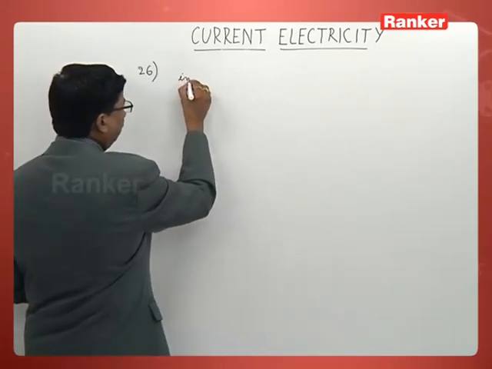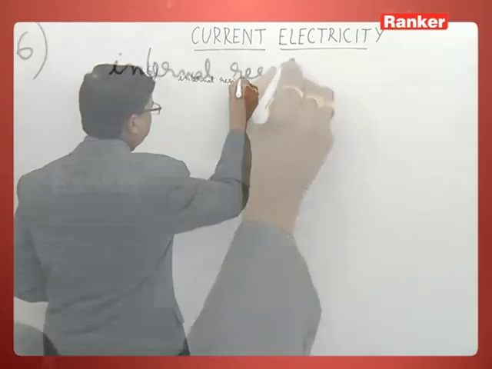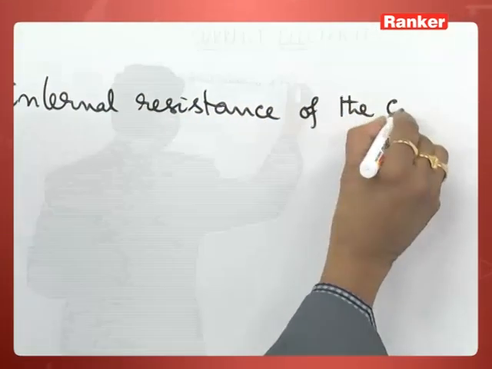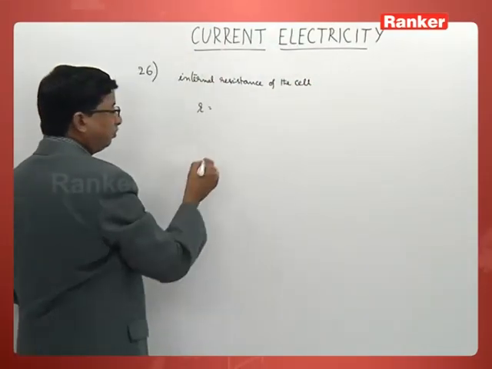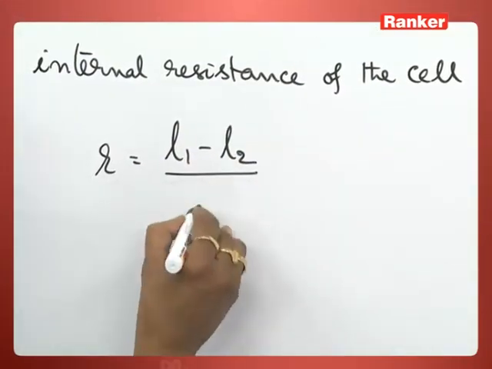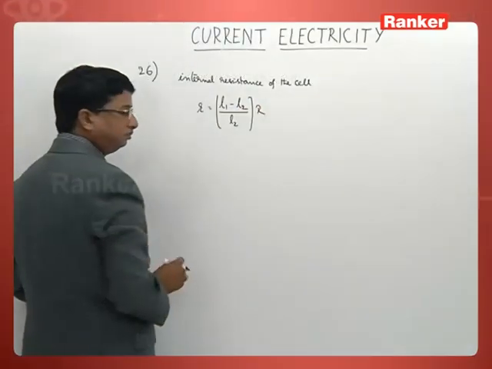When we talk about the internal resistance of the cell, that's what we want. It is represented by small r. The formula is known to all of you: (L1 minus L2) by L2 into R.